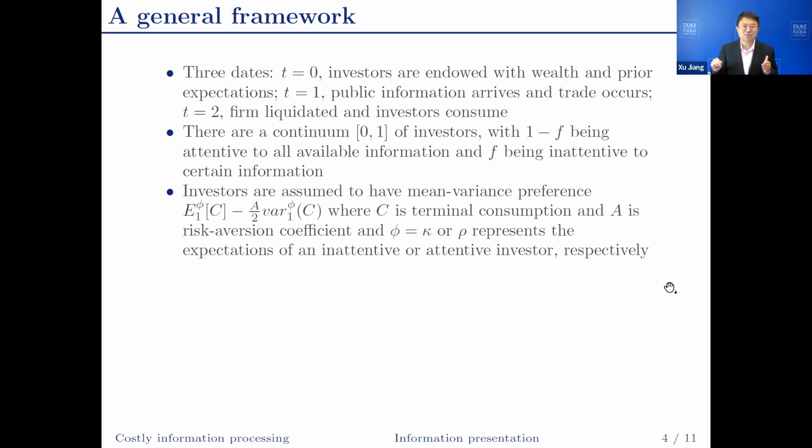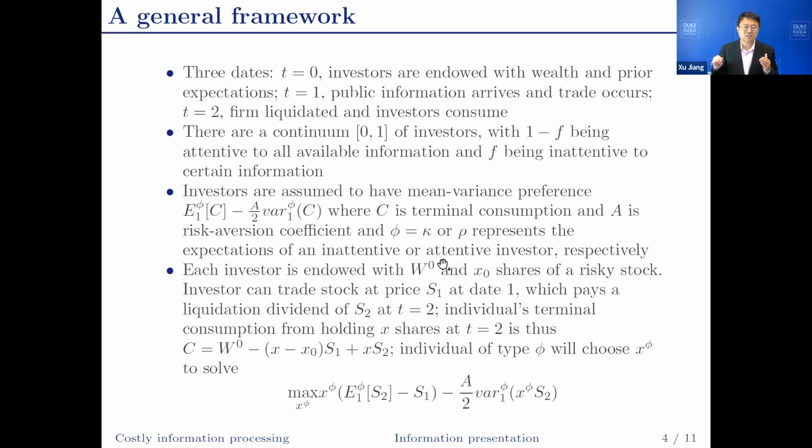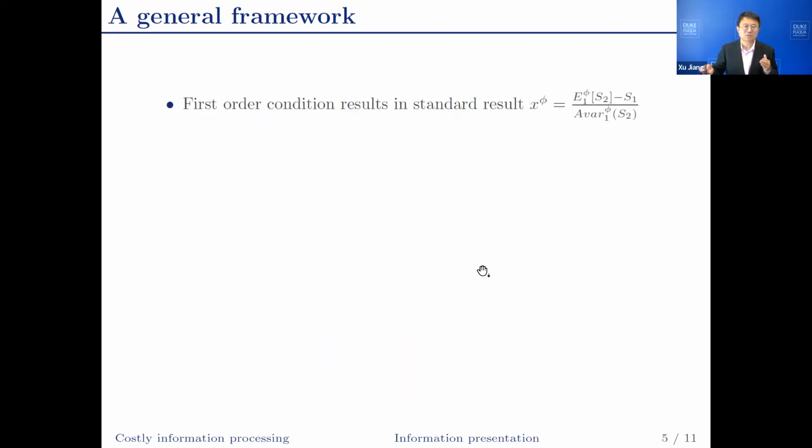Investors have mean variance preference. And there are different types of expectations representing different types of investors, inattentive or attentive. As is standard in asset pricing models, each investor is endowed with some wealth, including shares of a risky stock. And they can trade the stock at date 1. The stock pays a liquidation dividend or terminal value at date 2. And each individual chooses their demand to maximize the expected utility function.